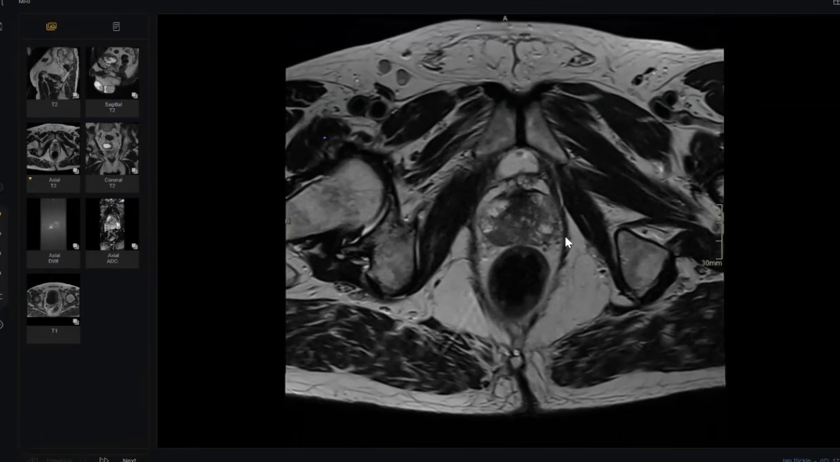Okay. What about the transitional zone? Sir, only ADC. Could you reverse both of them? Okay, I forgot, yes. No problem, my colleague. For the peripheral zone, the most important is the DWI, diffusion. But for the transitional zone, the most important is T2.